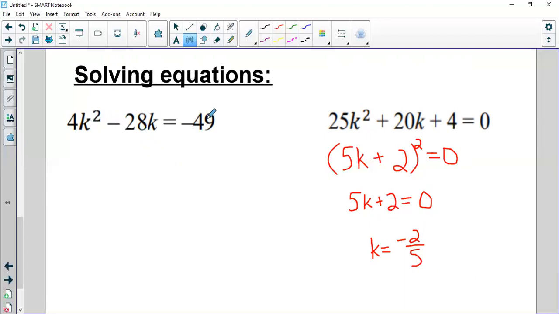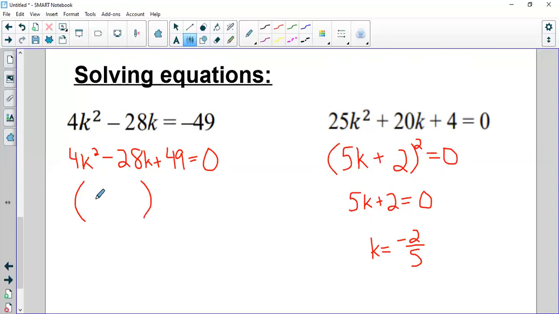Over here does not equal 0. So my first step, add 49 to both sides. 4k squared minus 28k plus 49 equals 0. Hey, check it out. Now my C term is positive, and it's a perfect square. A term is a perfect square.